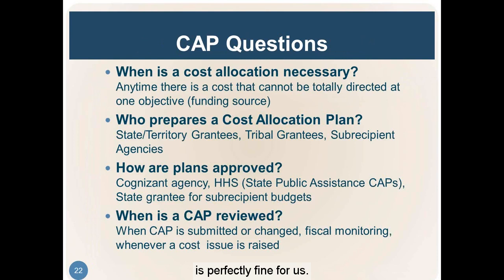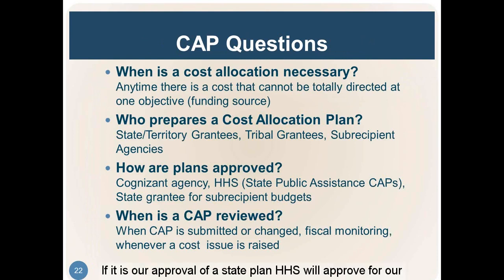Excuse me. Who approves the plans? In general, a cognizant agency. If it's our approval of a state plan, HHS will approve it for our direct grantees. We expect the states to approve them for the subrecipients of LIHEAP and CSBG and other block grants.